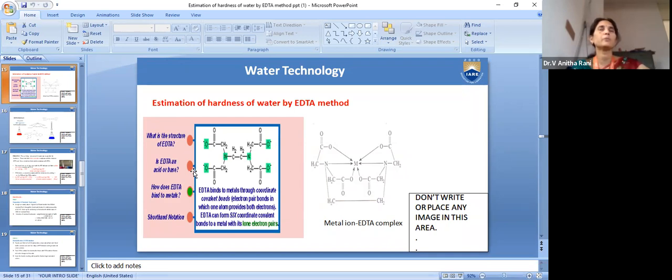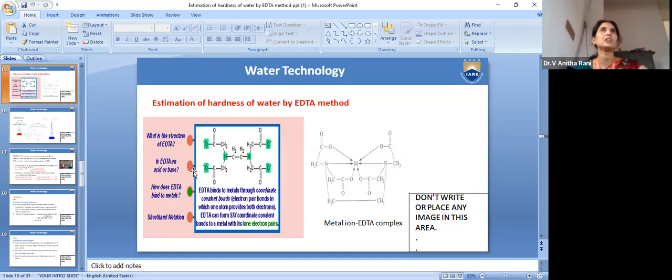It has lone pairs of electrons. It will give the electrons to the metal ions, and it will form a covalent bond with either calcium or magnesium, forming a calcium EDTA complex or magnesium EDTA complex. So it is known as the complexometric method.